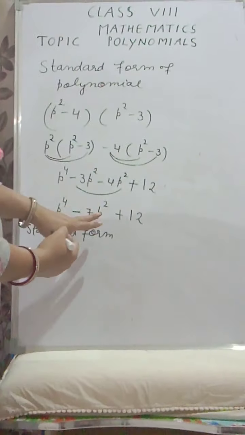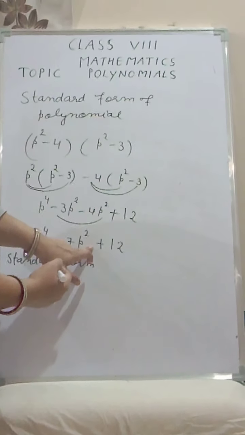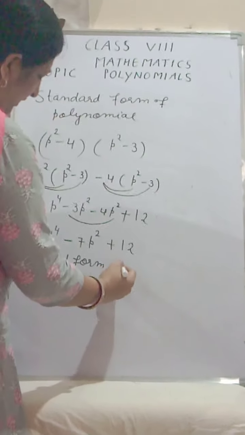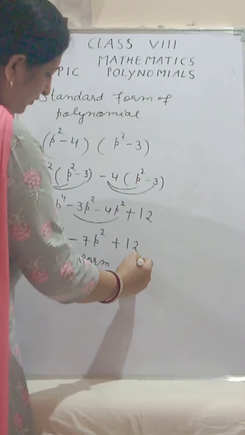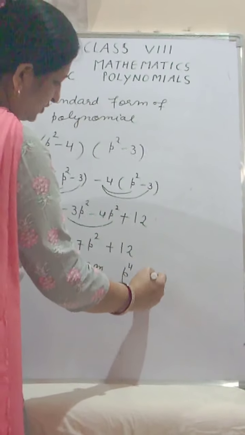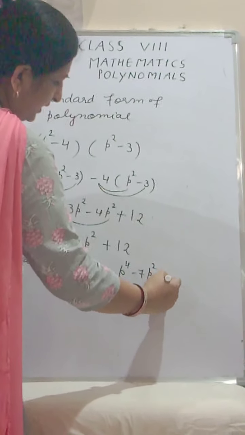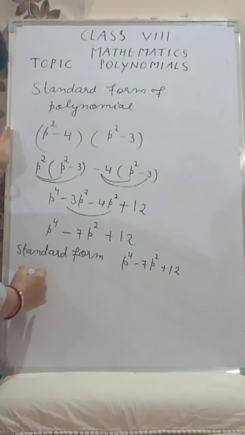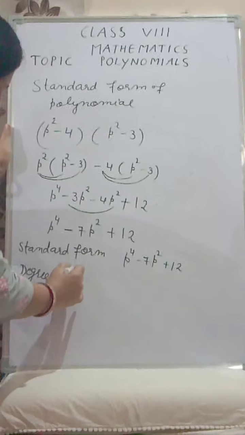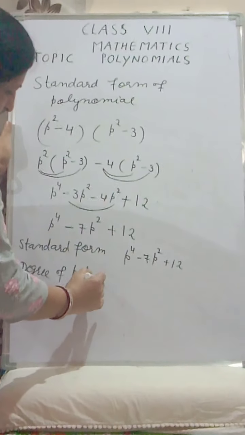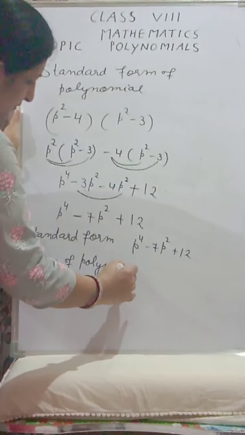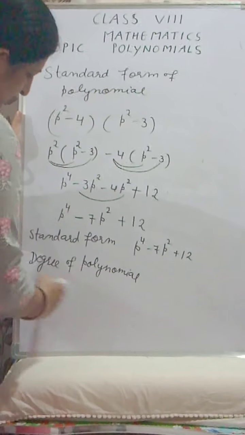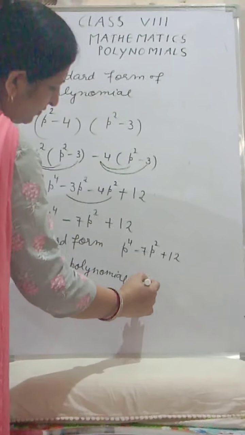We have to write this algebraic expression in degree wise decreasing order. P raised to power 4 minus 7p raised to power 2 plus 12. It is the standard form. And degree of polynomial, highest degree is 4, then degree of polynomial is 4.